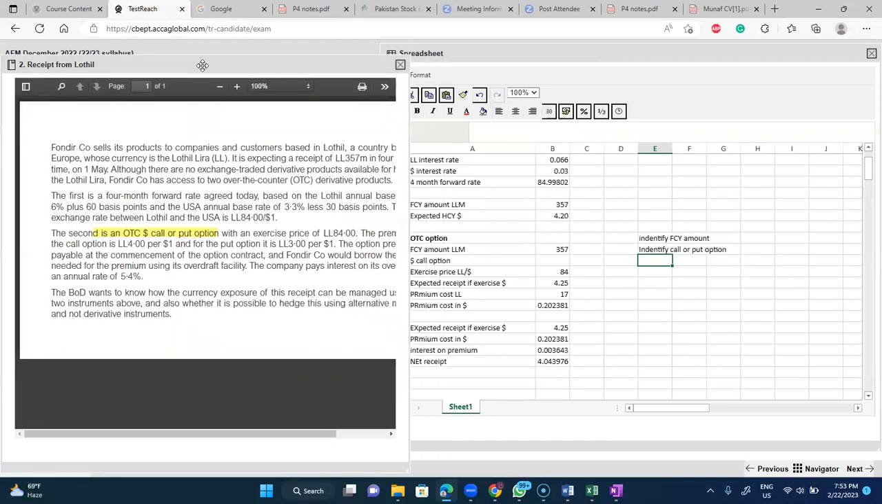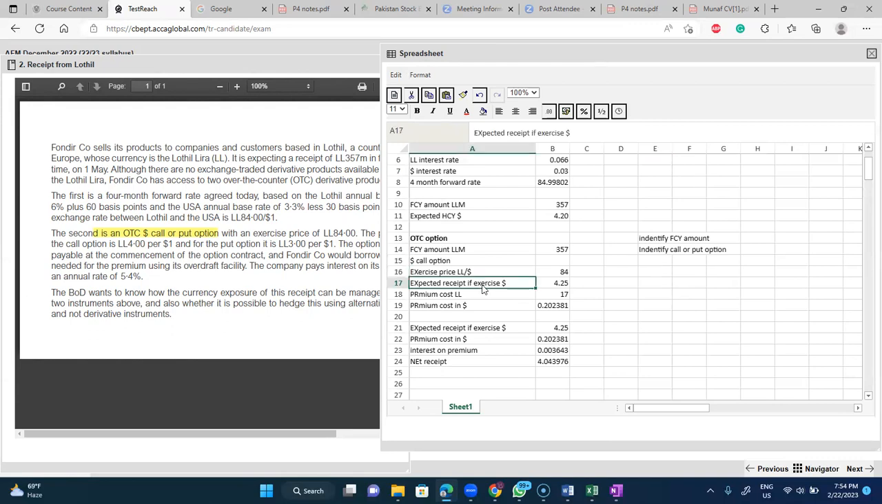So you have to think in dollars. As you are receiving the lira, you will sell the lira and buy the dollars. That's why it's a call option. Then you will write the exercise price and then you will calculate the premium.